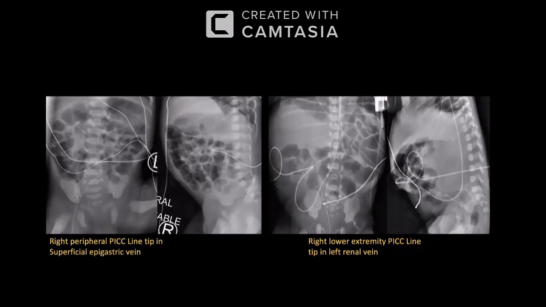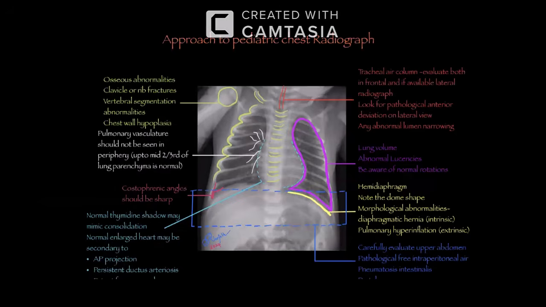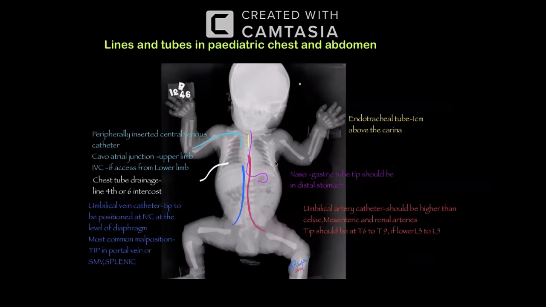There is a very illustrative diagram showing how the umbilical artery and vein have to be placed. The umbilical artery catheter should be higher than the celiac, mesenteric and renal arteries, so the tip is somewhere at the T6 to T9 level. That's the expected level for umbilical arterial catheters. For the umbilical vein, the tip has to be positioned at the IVC level, probably at the level of the diaphragm. So the diaphragm should be your landmark for an umbilical vein catheter.